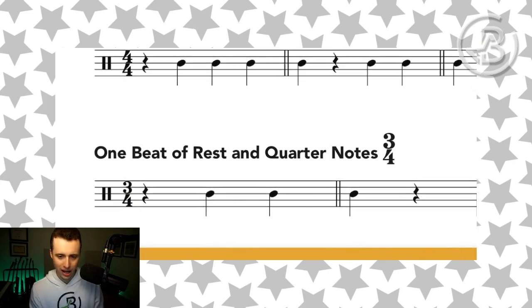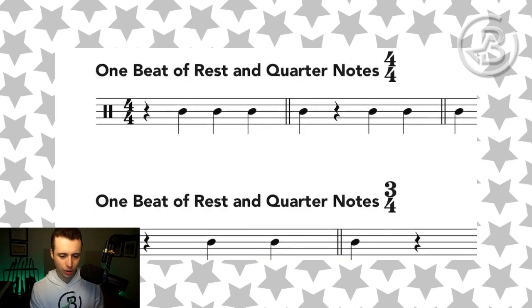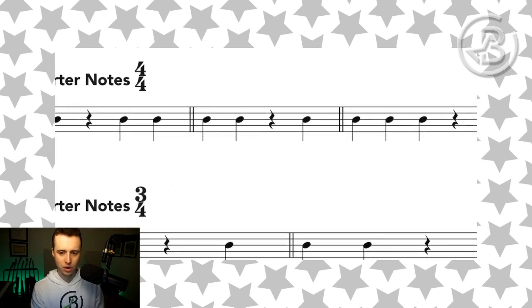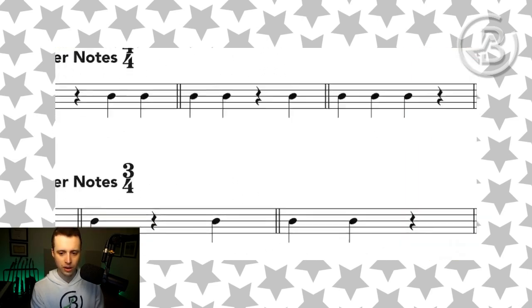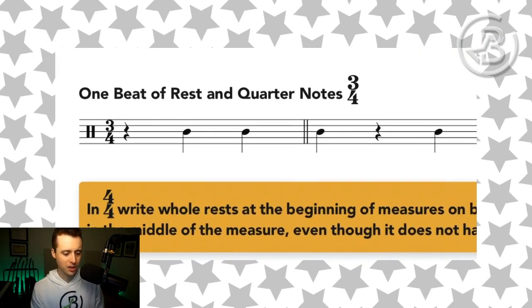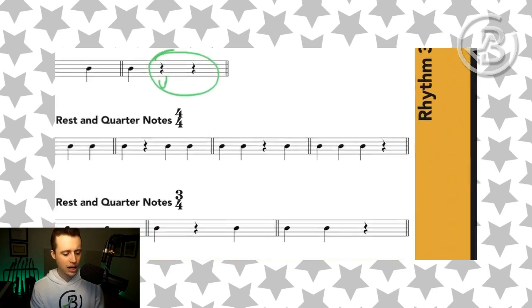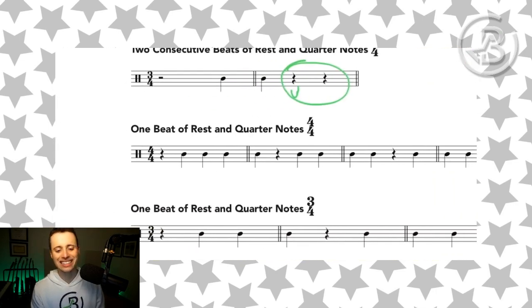Here's 1 beat of rest. So basically just going to juggle around a quarter note. There you go. So that's 1 beat on beat 1, 1 beat of rest on beat 2, 1 beat of rest on beat 3, 1 beat of rest on beat 4, and then the same thing in 3/4. Now, these are not things for you to copy or follow. These just give you an idea of different combinations of notes and rests. There are so many more combinations out there than what we have right here. And I will see you in the next lesson.